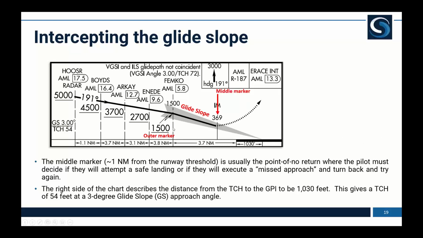Then you have the outer marker at about 3.7 nautical miles. That's like the first marker where the pilot would receive a notification that they're approaching the runway.